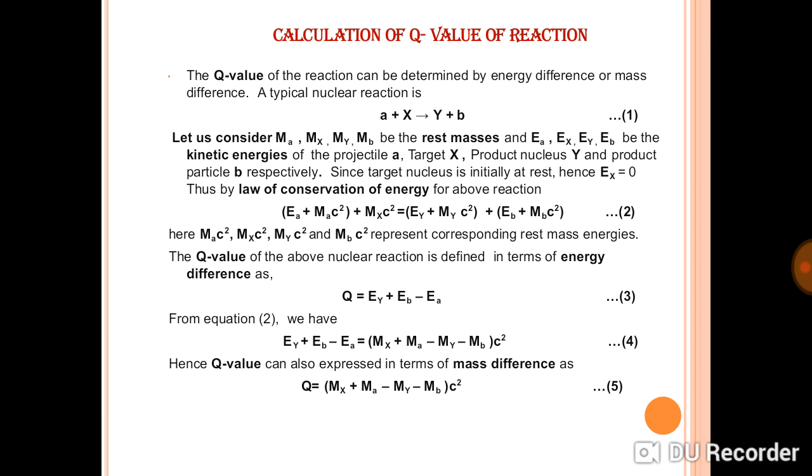The Q value of the above nuclear reaction is defined in terms of energy difference as Q is equal to Ey plus Eb minus Ea. Using equation 2, Ey plus Eb minus Ea is equal to (Mx plus Ma minus My minus Mb) c square. Hence, the Q value can also be expressed in terms of mass difference as Q is equal to (Mx plus Ma minus My minus Mb) c square.